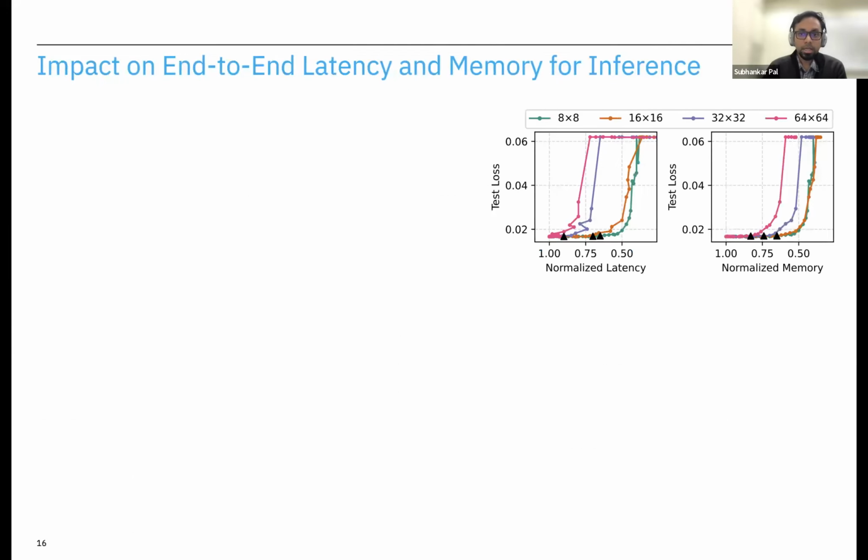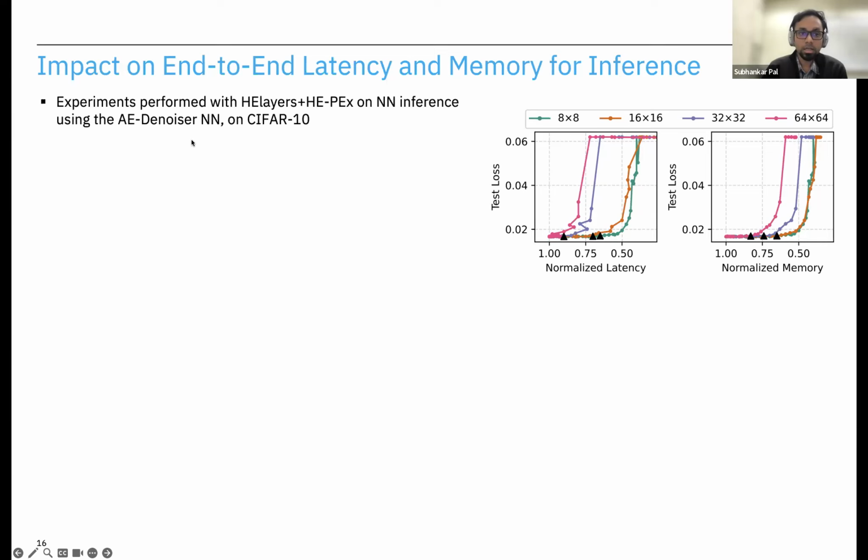In terms of end-to-end latency and memory, because that's what ultimately matters, the results are shown here. This is for the AED noise replication on C410. The y-axis is showing the test loss, so lower is better, and the x-axis is the normalized latency. It is normalized to the running time of the unpruned neural network. So the rightmost point is the best.